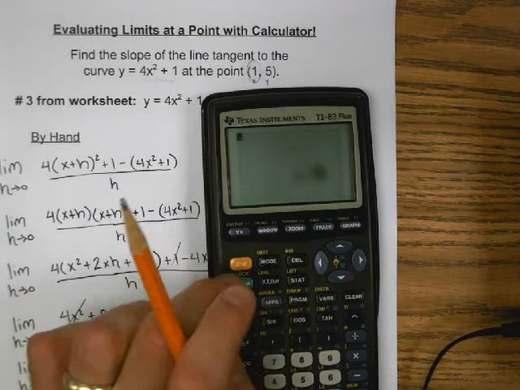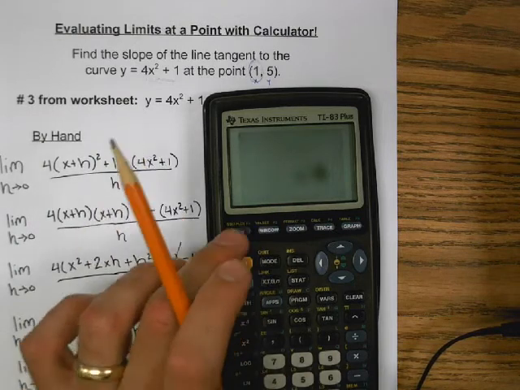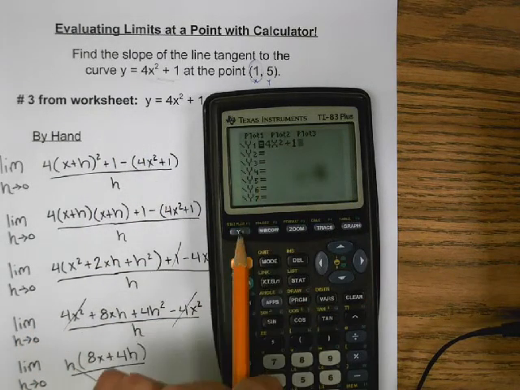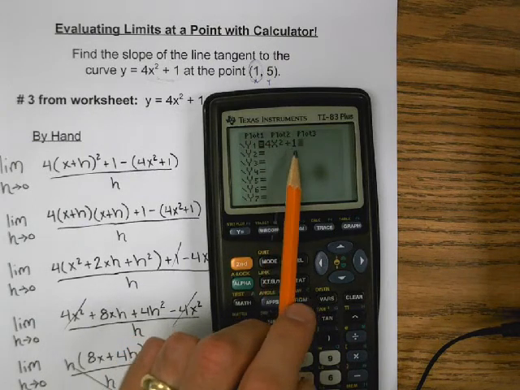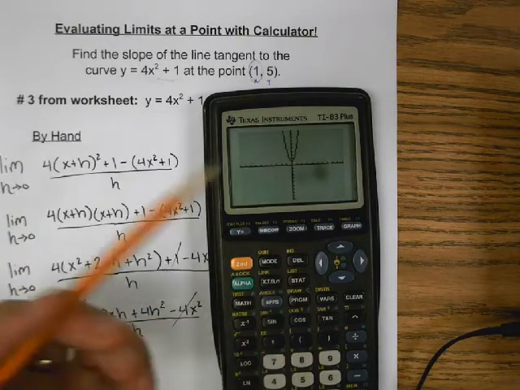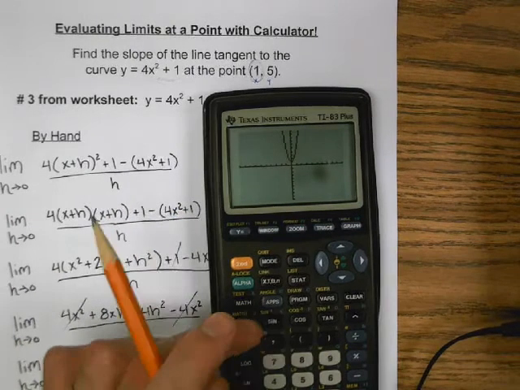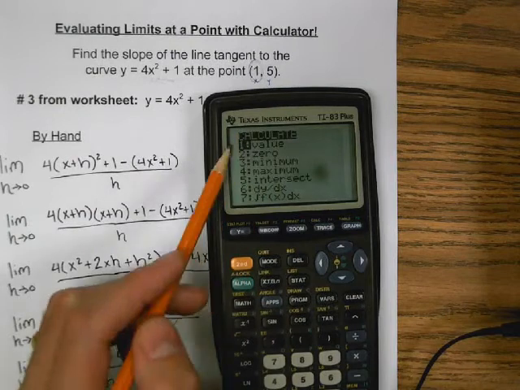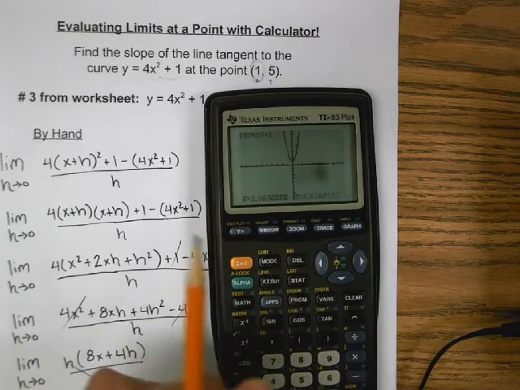By calculator, there are 2 ways that you can do this. One is by graphing, and one is on the main screen. First one I'll show you is by graphing. First thing you'd want to do is go to your table here and plug in 4x squared plus 1, hit graph. Okay, so that's what the graph looks like, obviously. Now to find the derivative at a point, you'd want to go second trace. It's going to bring up this menu. You want to go down to number 6, which is dy/dx.